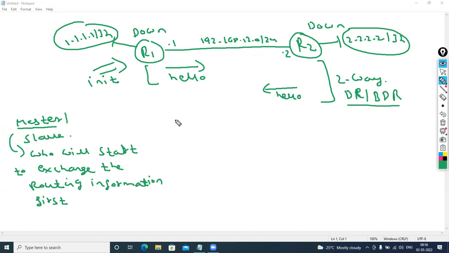Sir, in the master slave election also, if everything is left default and there is no router ID, the interface IPs will be the same? Do you think interface IP will be the same on both the routers? It is the interface IP, not the interfaces. Same as your election criteria for router ID: first it will check the highest loopback interface, then it will check the highest interface IP address.